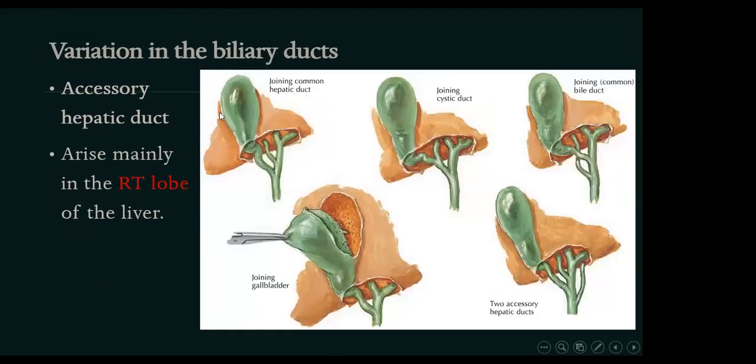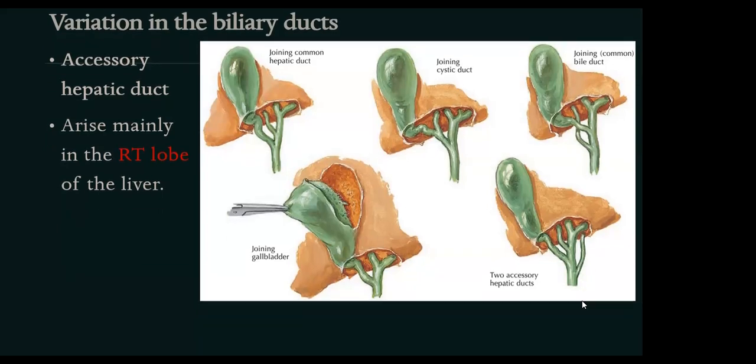Another variant is an accessory hepatic duct, which usually arises from the right lobe. Here we can see an accessory duct joining the common hepatic. Here it has joined the cystic duct. Here it joined the common bile duct. Here an accessory duct has joined the gallbladder directly, and here we have two accessory hepatic ducts.